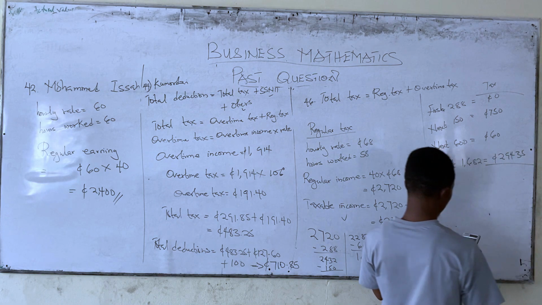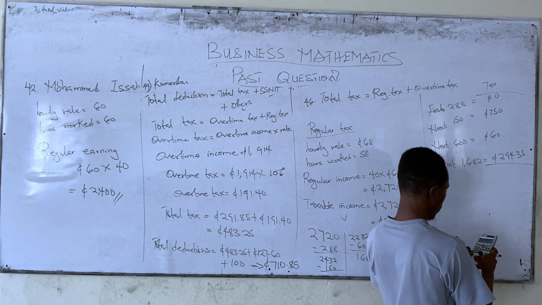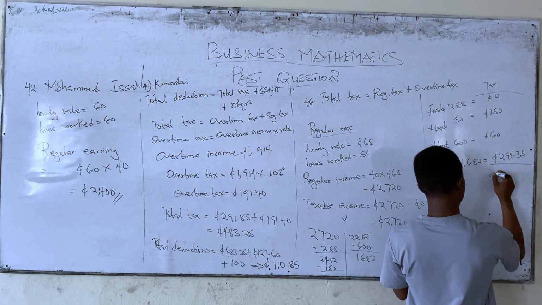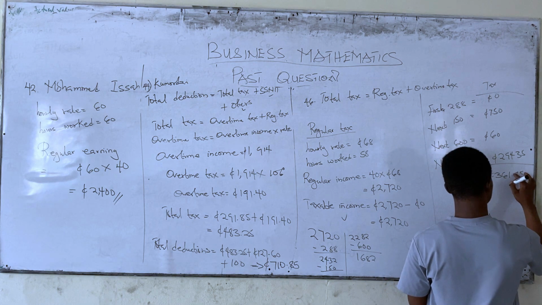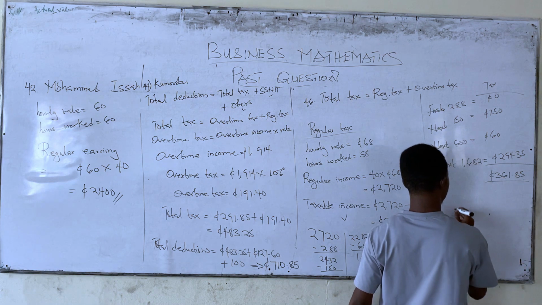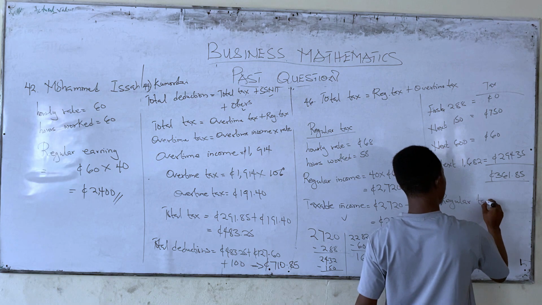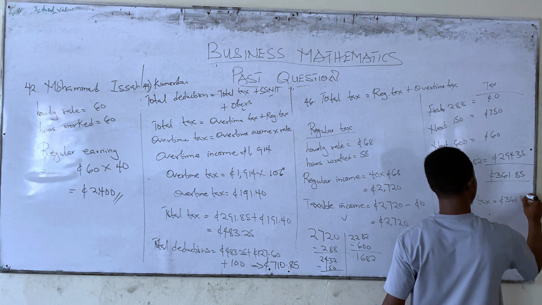Okay, so now when we finish, we add everything first. So this plus 60 plus 7.50. Okay, and at the end we have 361.85. So this is the regular tax. Okay, so the regular tax is what? 361.85.